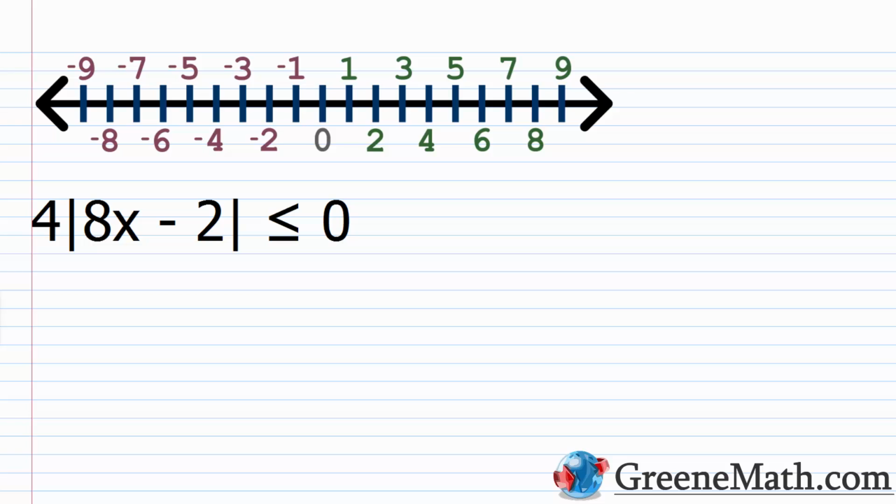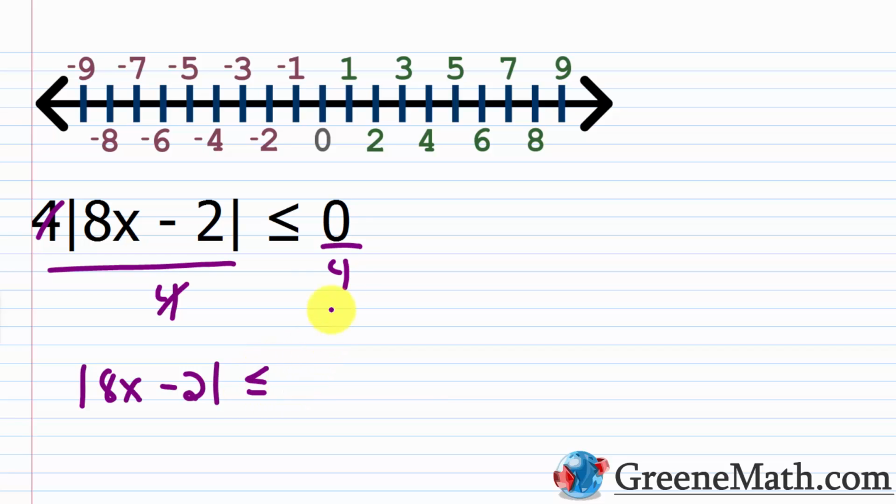So we have 4 times the absolute value of 8x minus 2 is less than or equal to 0. So again, I can divide both sides by 4 so that I can isolate the absolute value operation. So this cancels. I get that the absolute value of 8x minus 2 is less than or equal to 0 over 4, which is 0. Now, the only way, again, that this works is if we set this expression here, 8x minus 2, equal to 0. Because it can never be less than 0. That's not ever going to work, right? Because once we take the absolute value, it's going to be 0 or something positive. So we can get it to equal 0, but we can never get it to be less than 0.